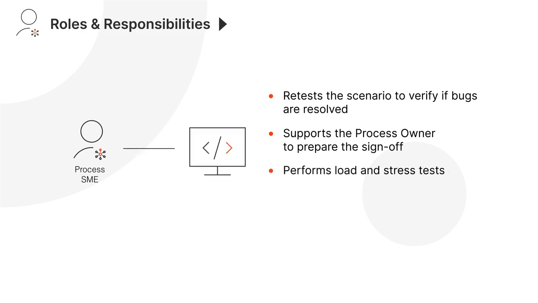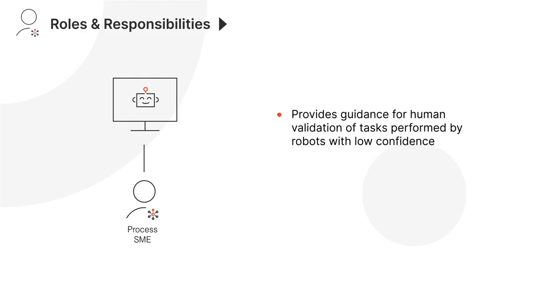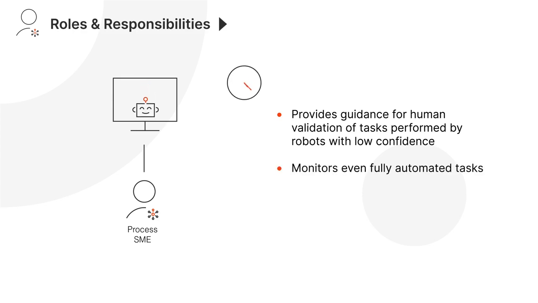Additionally, some process SMEs perform load and stress tests and monitor the hypercare for final approval. After the automation go live, the subject matter experts are expected to stay close and provide guidance on the business matters encountered. For example, human validations of the tasks performed by the robots with low confidence. Even if the process is fully automated, the SME should stay around for a reasonable period just to make sure that things go as planned.